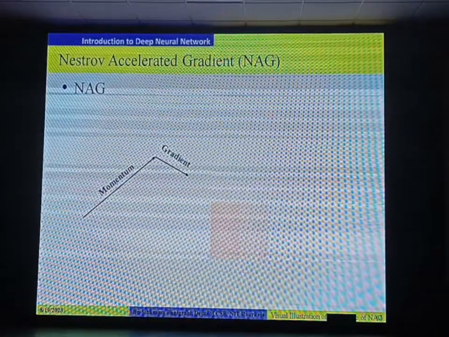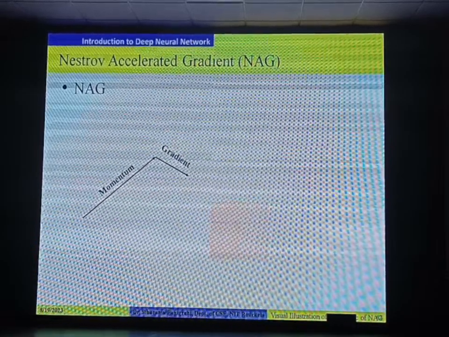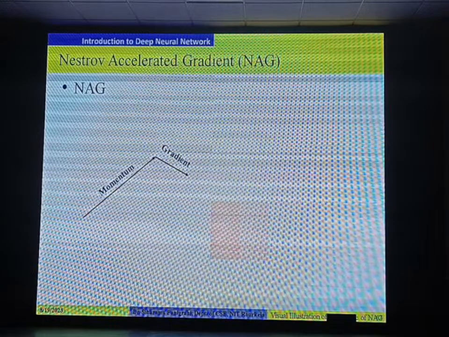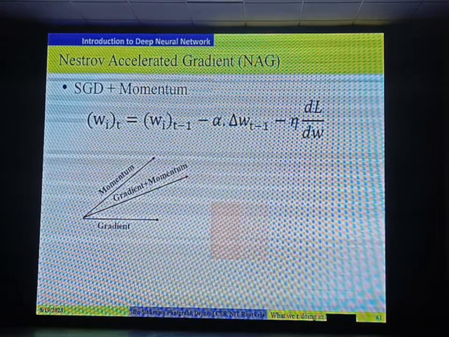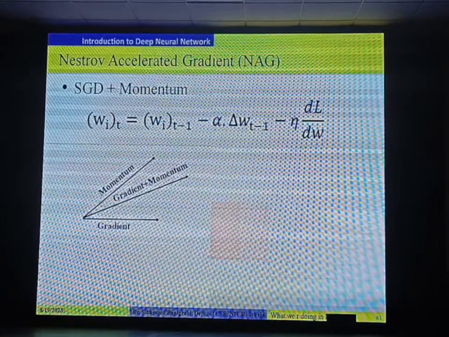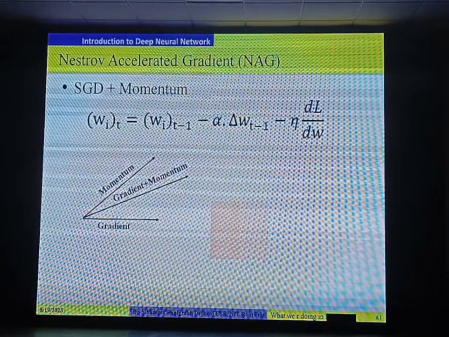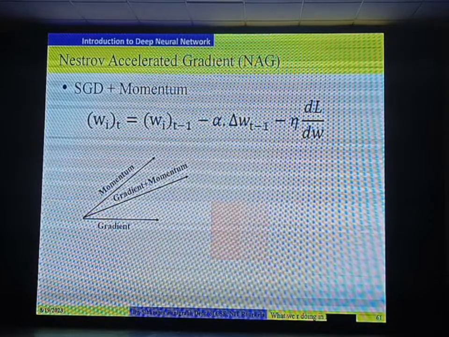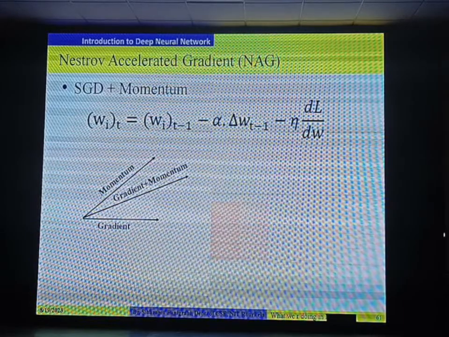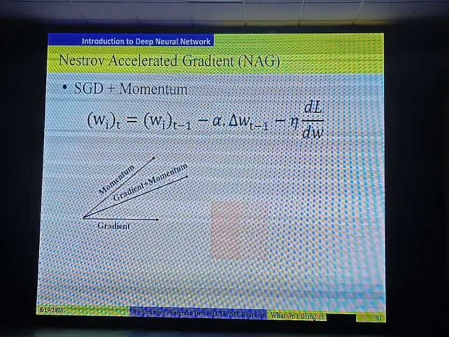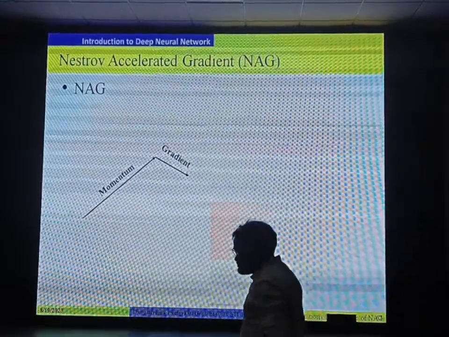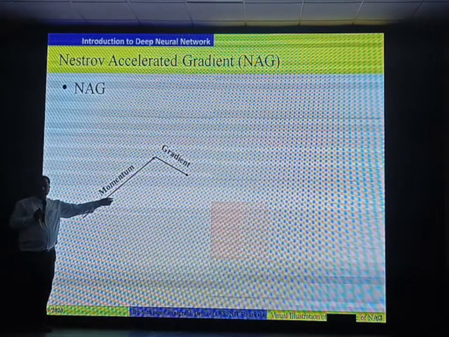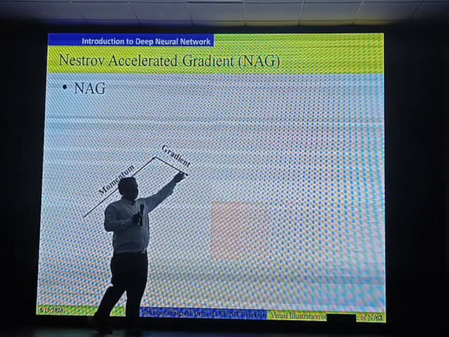All of you please listen carefully to me. I will ask one mathematics student to explain why this is different. Previously, they added the momentum and gradient in parallel. Dou L by dou W is the gradient term. Alpha into delta W_(t-1) is the momentum term. They added it in parallel. But now, in Nesterov accelerated gradient descent, they first add the momentum. Then after that, they add the gradient.